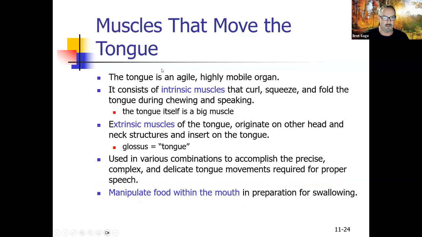More muscles that move the tongue. I told you glossus means tongue. Don't need to explain these. They're very straightforward. So I'm just going to let you take a look at these and fill in your notes.